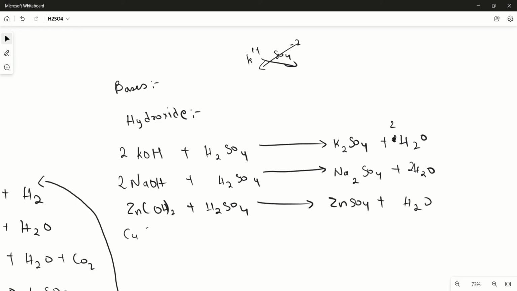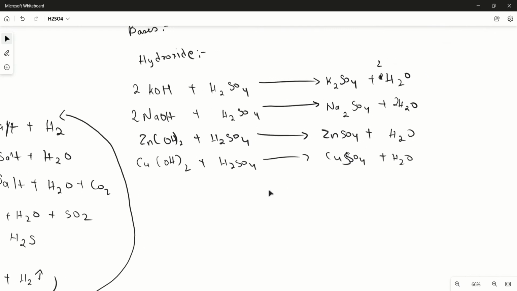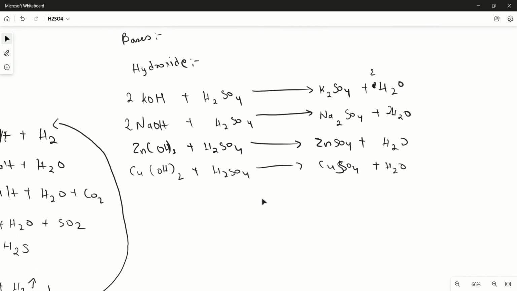Then let's do copper hydroxide. Copper hydroxide plus H2SO4 gives us copper sulfate plus H2O. Whenever you see the 2 outside here, this won't need any balancing, and this would be just 1. I think you know how to balance equations and how to write equations. I don't need to tell you this.